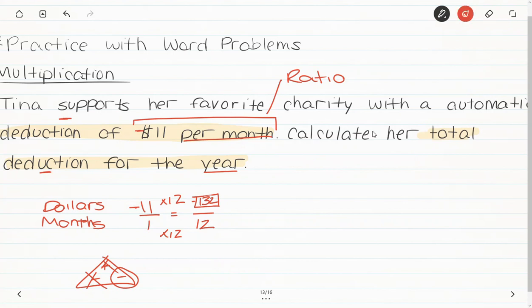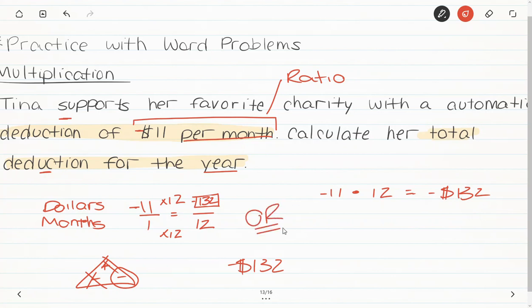Now what happens if you didn't see that this was a ratio? Well, that's okay, let's talk about a different method. So I know that I do negative $11 for 1 month, and I need to get to 12 months. So you could have easily just taken negative 11 times 12, and you still would have gotten the same answer, which was that negative $132. So either method is okay.